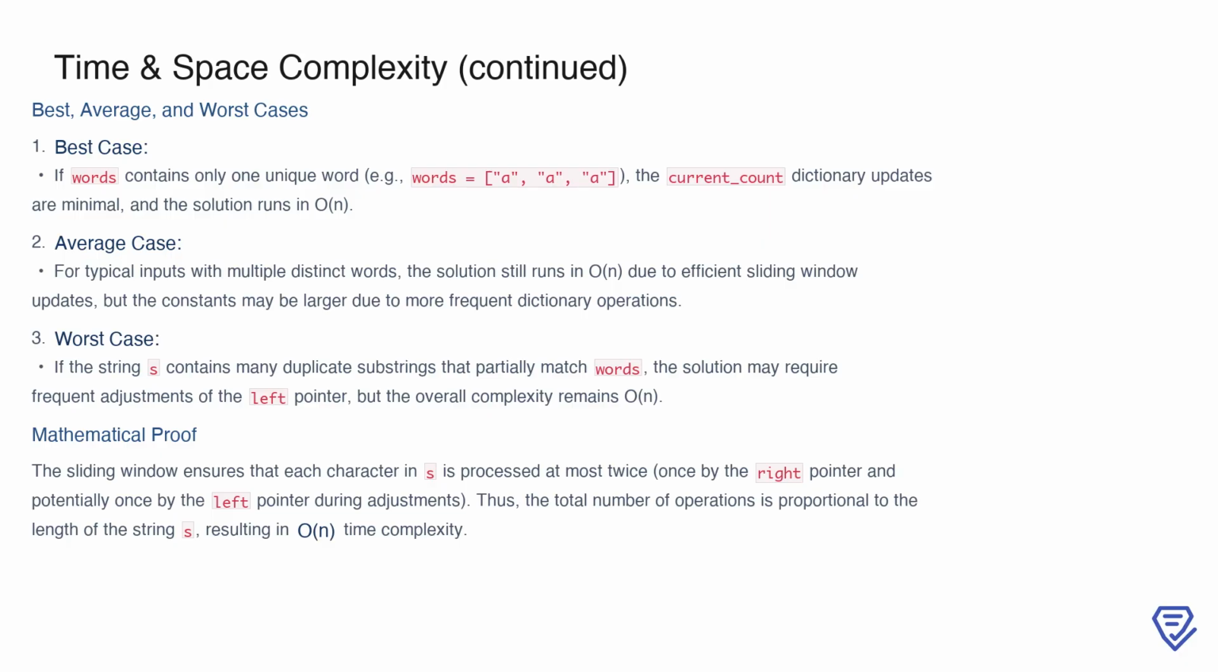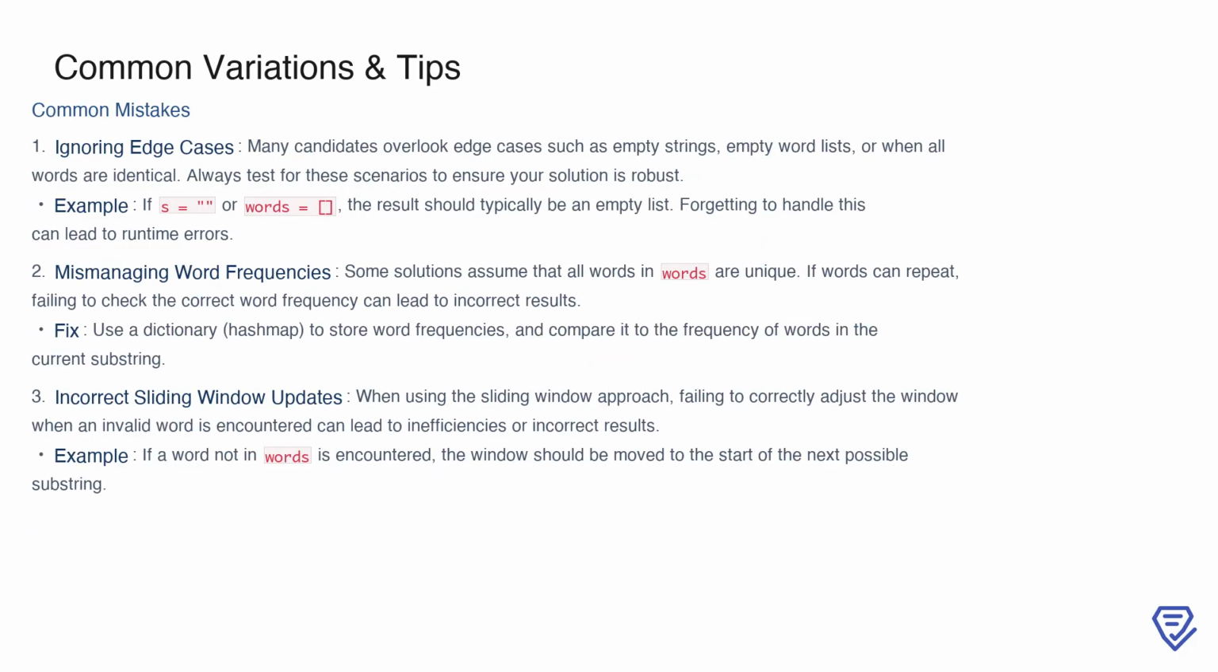This ensures the total operations are proportional to the length of S, confirming the time complexity is O(n). When solving this problem, there are a few common mistakes to watch out for. One major mistake is ignoring edge cases like empty strings, empty word lists, or when all the words are identical.